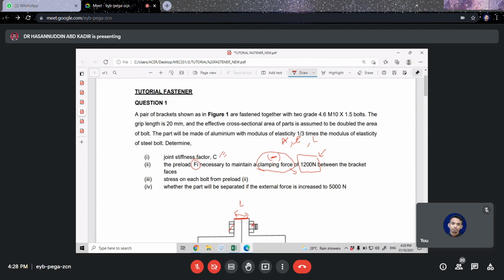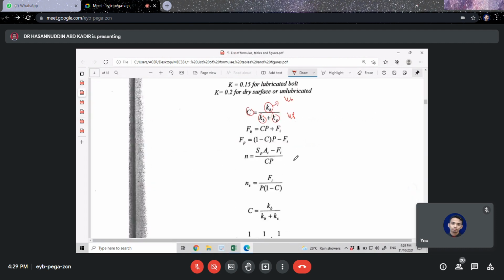So either you have the bolt or the part. Both the bolt and the part have equal compression force. As I mentioned before, the part is always in compression, negative, but the bolt is always positive. So here we have a clamping force. We know that it is also the compression force. You can refer and find the formula that relates to the part.